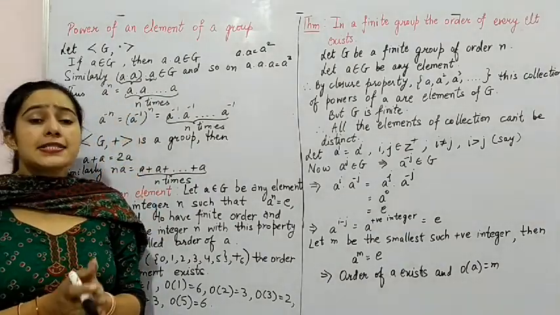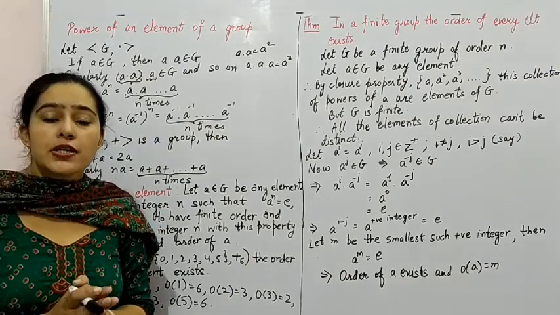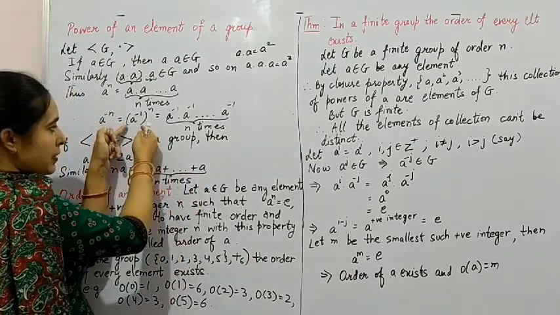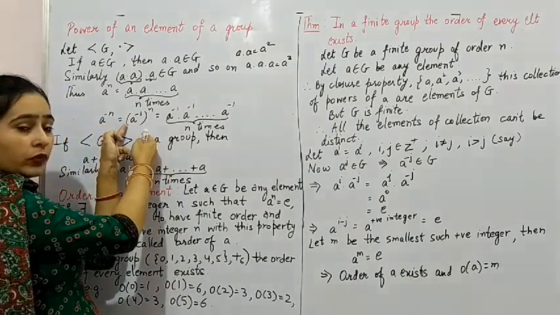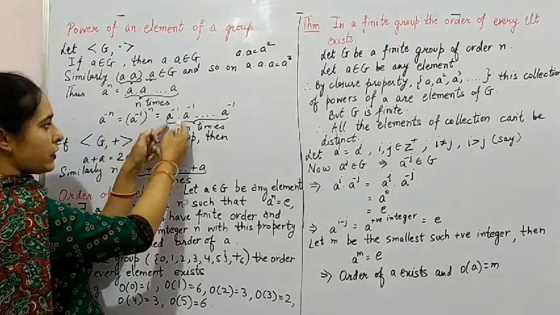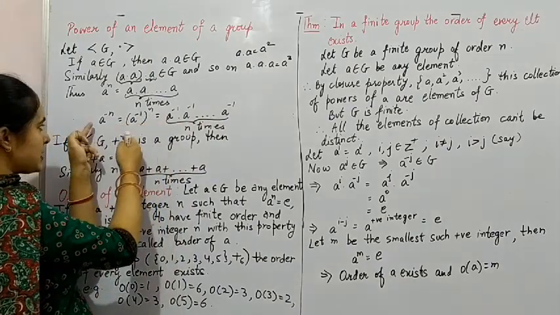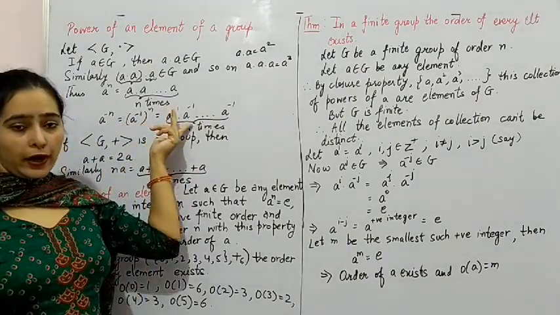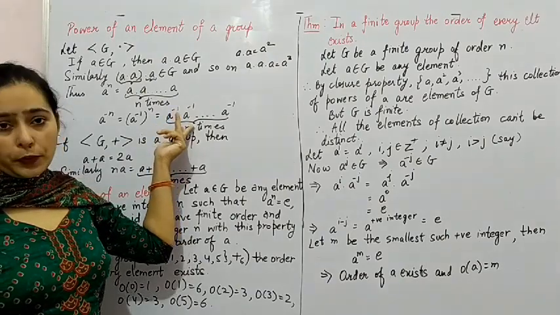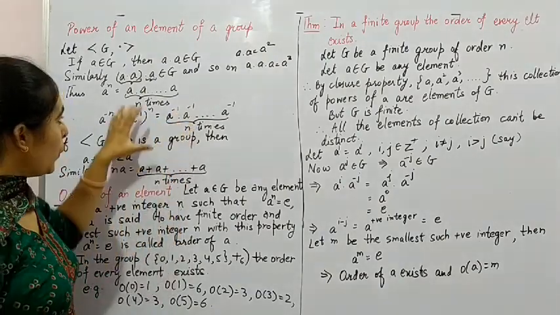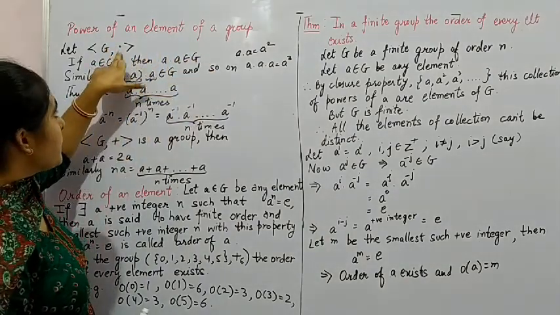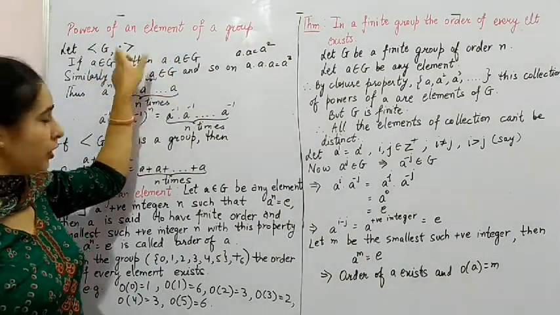Similarly, as a is an element of the group, so a inverse is also an element of the group. So if we multiply a inverse n times, what will it become? a inverse into a inverse n times, that is a to the power minus n. This element also belongs to the group according to the closure property of the group. Now, this was the concept under the multiplication operation.